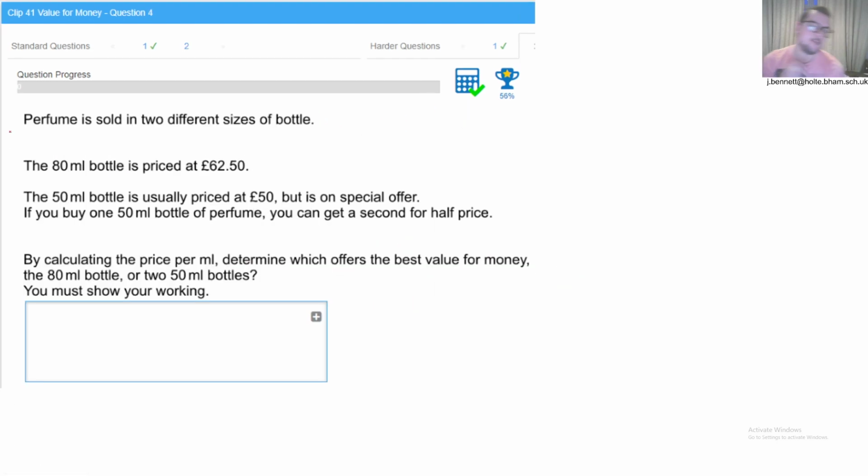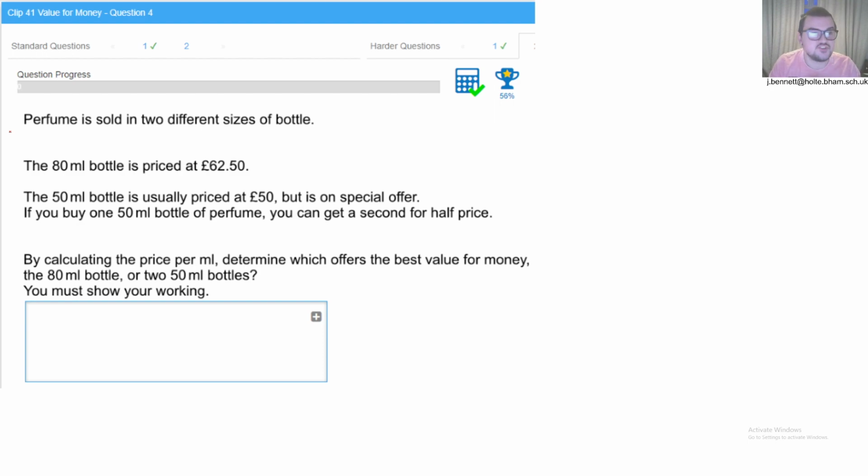Next question. Perfume is sold in 2 different sizes of bottle. The 80ml bottle is priced at £62.50. The 50ml bottle is usually priced at £50, but there's a special offer. If you buy one 50ml bottle of perfume, you get a second for half price. By calculating the price per millilitre, which one's better?